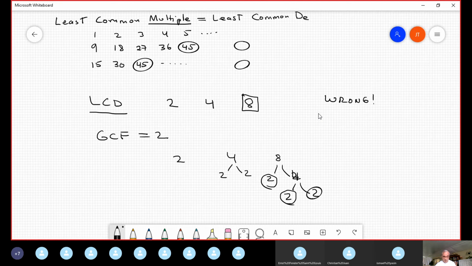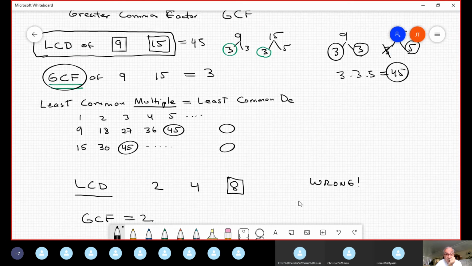Do you understand or you don't understand? Do you want another example? Let me say something, please. LCD, that means we're going for the greatest number, right? Not necessarily, guys. Because in this example, remember, between 9 and 15 it was 45.